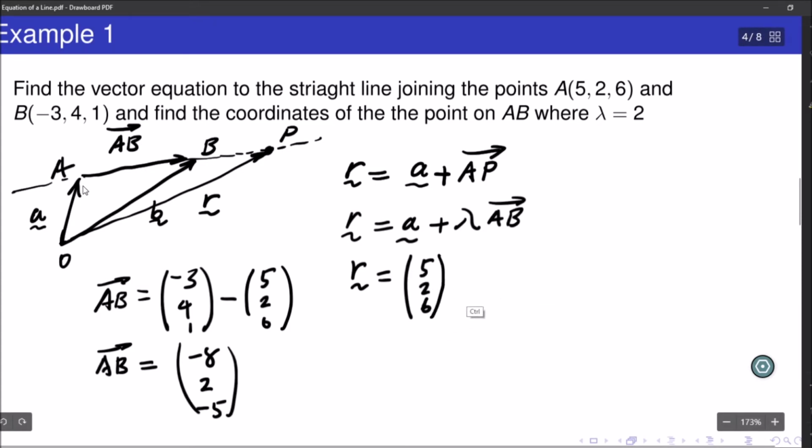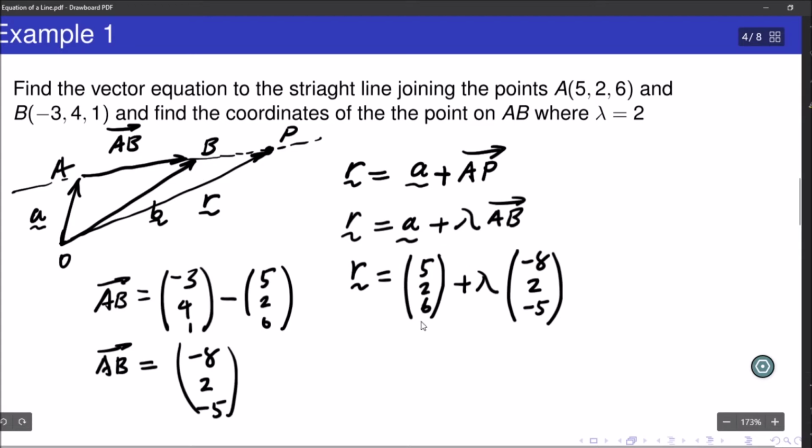Plus lambda times (-8, 2, -5). This part tells us the direction. This is saying that it's the whole thing. You start off at A and you go in the direction of vector AB. So you go towards B. This is the direction from A to B. And then how far you go is determined by this lambda term.